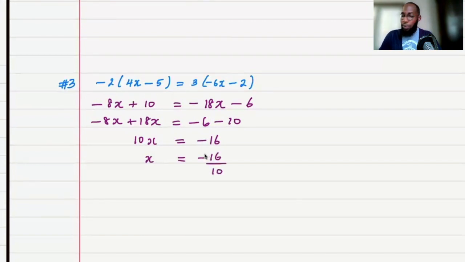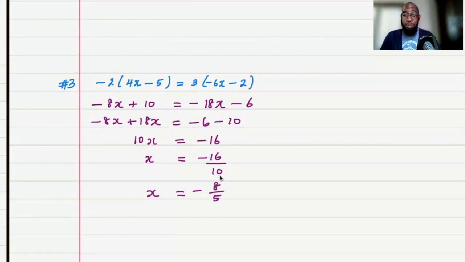Simplify further, x is equal to negative. When you divide two different signs, it's a minus. 2 into 16 is 8. 2 into 10 is 5. So your answer is negative 8 over 5.